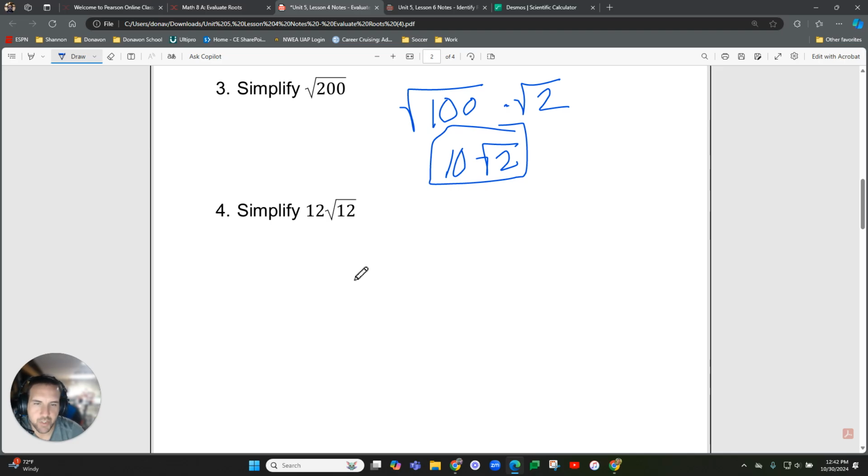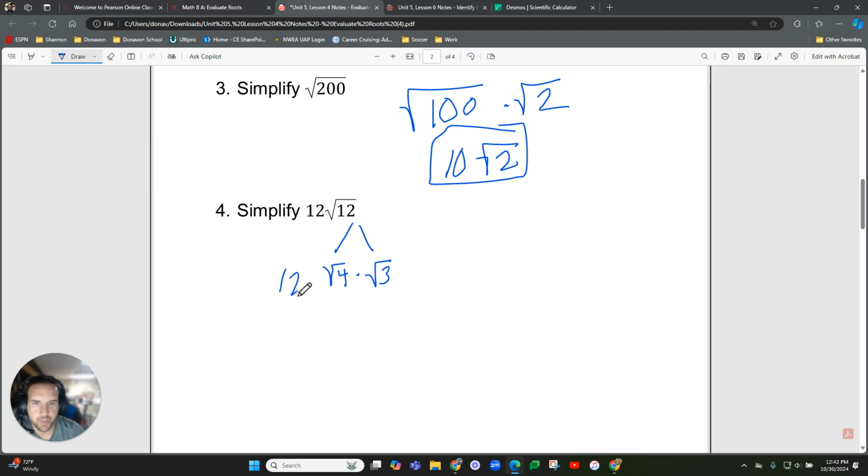We're just trying to pull out the largest perfect square that we can pull out of the square root of 12. So 12, if you think about the factors, are 1 and 12 and 4 and 3. Well, the square root of 3 is not a perfect square. The square root of 4 is, though. So we would break that apart to the square root of 4 times the square root of 3.